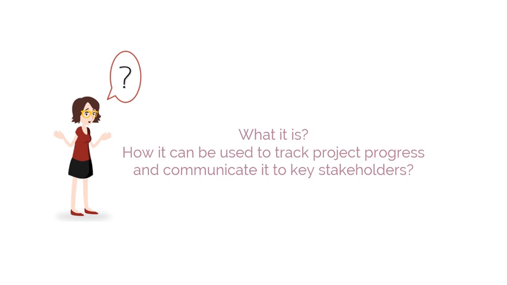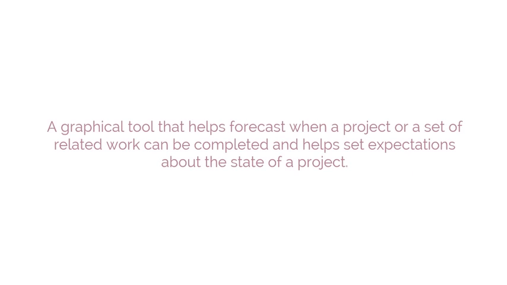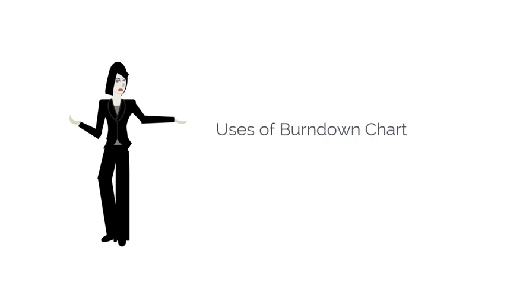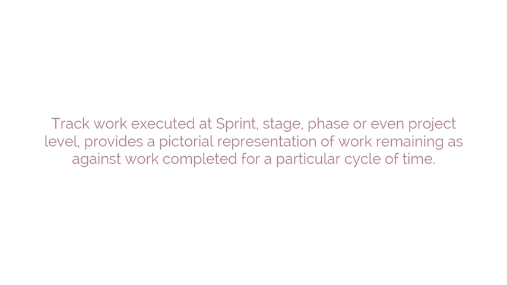A Burndown Chart is a graphical tool that helps forecast when a project or a set of related work can be completed and helps set expectations about the state of a project. It can be used to track work executed at sprint, stage, phase, and even a project level. It provides a pictorial representation of work remaining against work completed for a particular cycle of time.